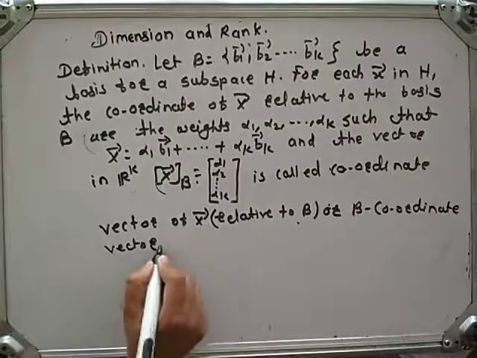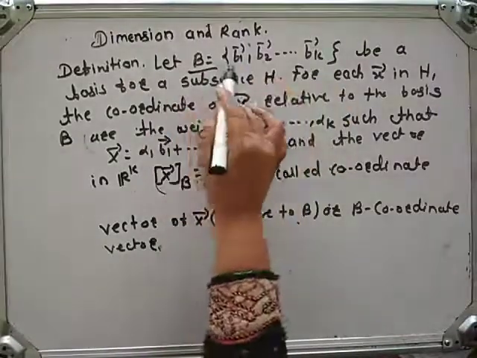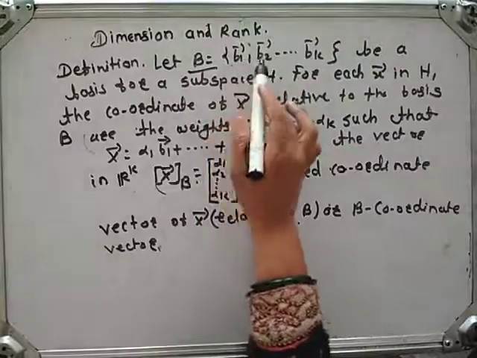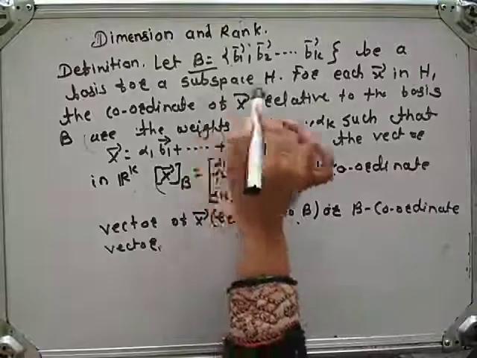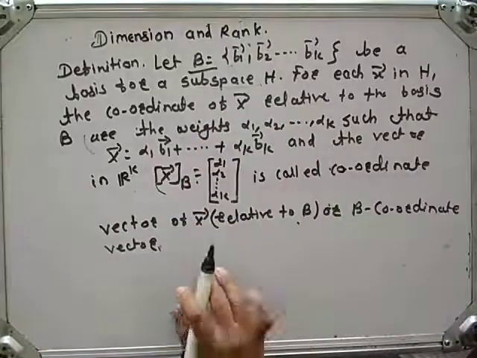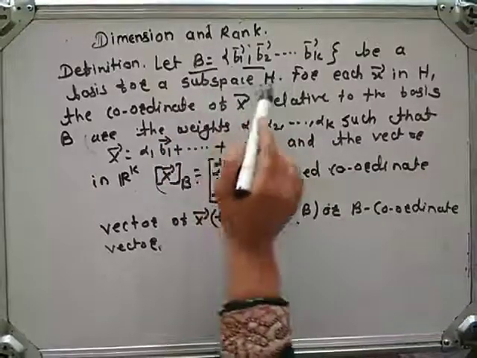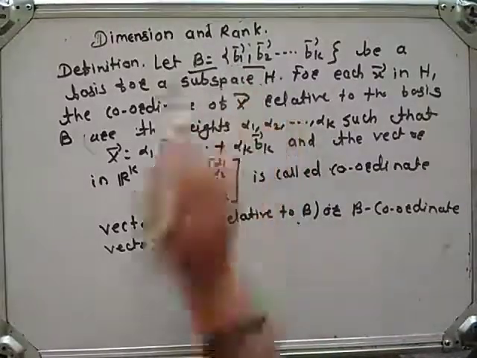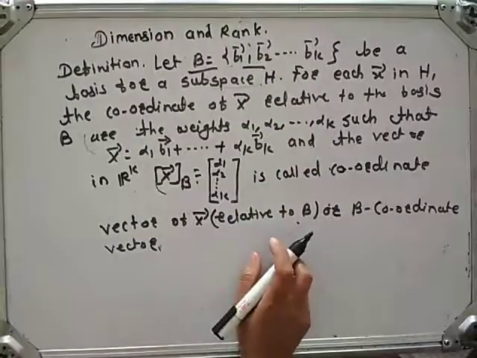Students, the definition is very simple. Let B is equal to the set of b1 bar and so on up to bk bar be a basis for subspace H. Basis means what? This set is linearly independent and every vector in H can be written as a linear combination of b1 bar, b2 bar and so on up to bk bar.